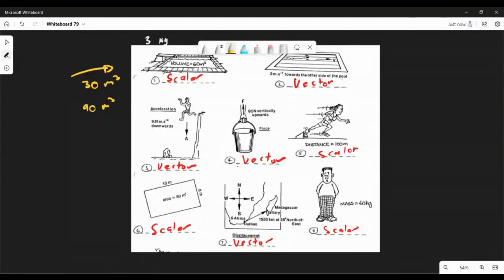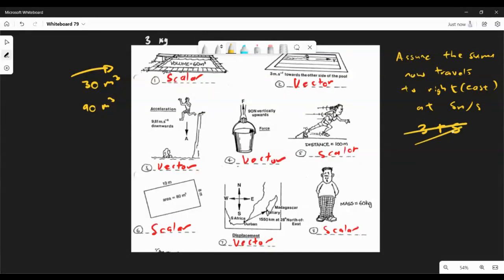However, if I say, if I add velocity, or assume the swimmer now travels to the right, or east, at 5 meters per second, what would the total velocity be of the swimmer? You obviously can't tell me that. You can't just add 3 plus 5. It's not a scalar. So that's not the answer. So I'm making you aware of the difference.